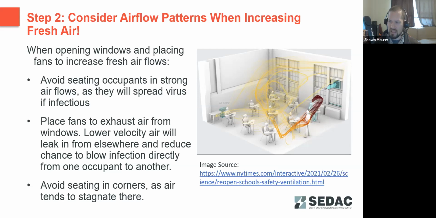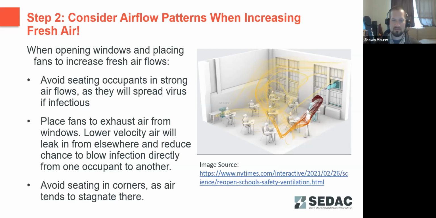Outdoor air will then leak in through other openings in the room at a lower velocity. So you still are maintaining the possibility for those particulates to settle out of the airstream, get out of the breathing zone of the occupants. It's a little bit safer than having a strong airstream blowing directly over occupants in the space.